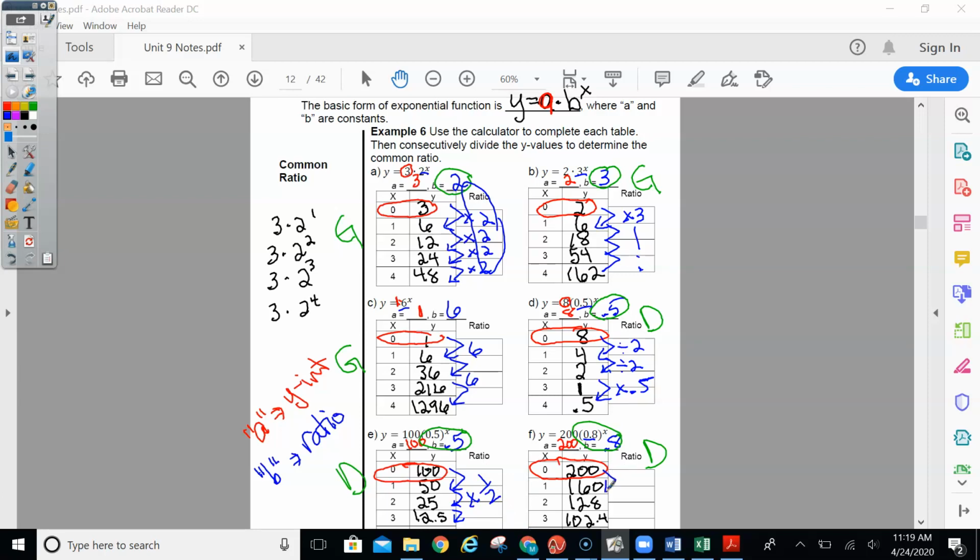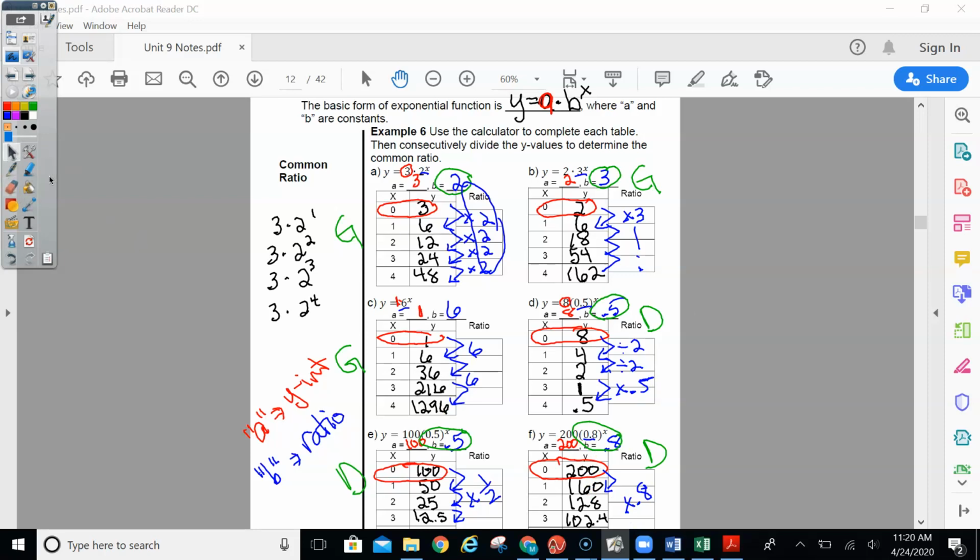Here, to go from there to there, well, this one's not so easy to figure out. So this one you might need to divide 160 divided by 200, and you'd get the 0.8. So you're multiplying by the 0.8. So if you're not sure what the common ratio is, then work backwards. Divide the bottom up. So 160 divided by 200 would give you the 0.8.